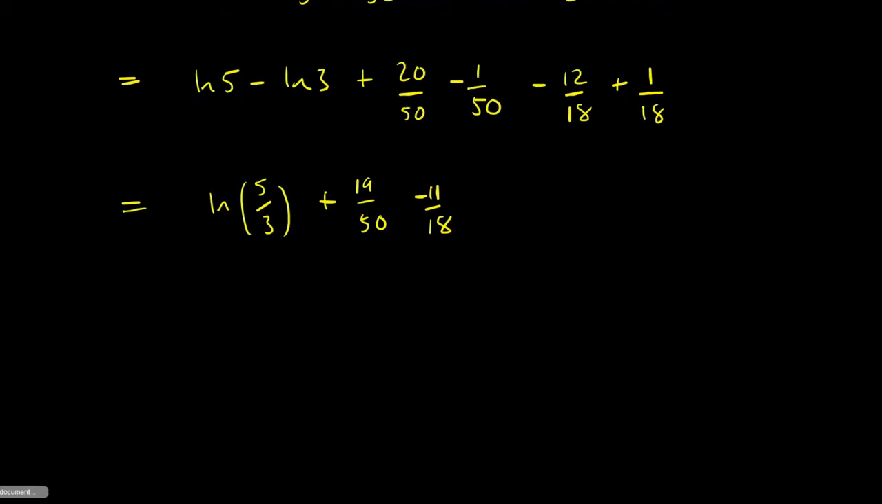Okay, and if I put that into the calculator, what I got was negative 52 upon 225. So we get ln 5 upon 3 minus, what was it again? Let me just see, negative 52 upon 225. And that should be our answer.